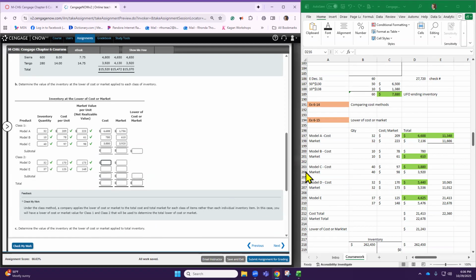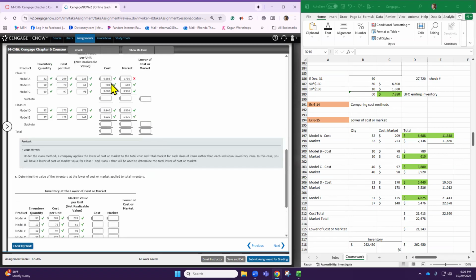Now class 2. So they're lumping D and E together. All right, and we have $5,440 versus $5,536. Okay, 4625 and 5476. Let's see if we're right.